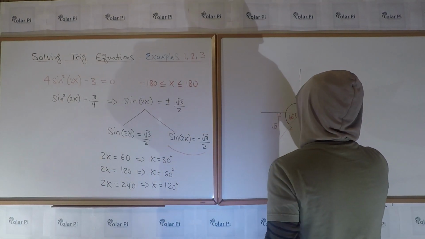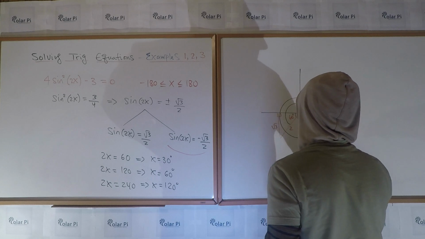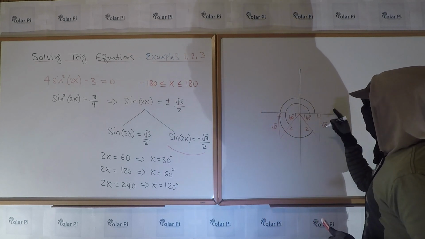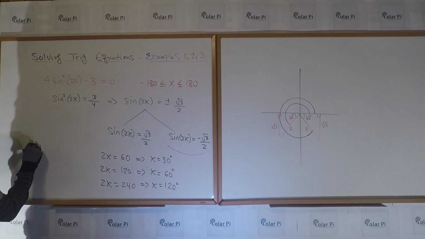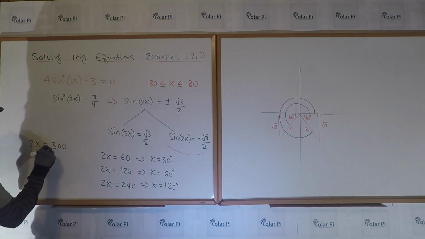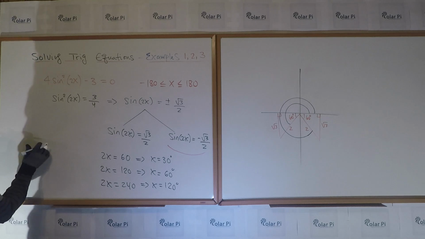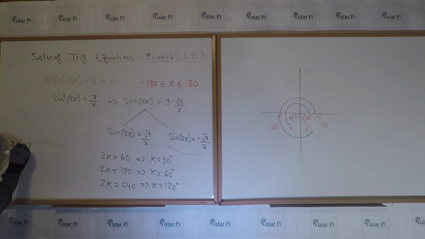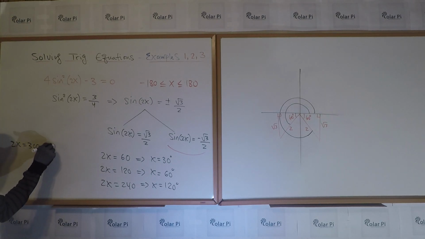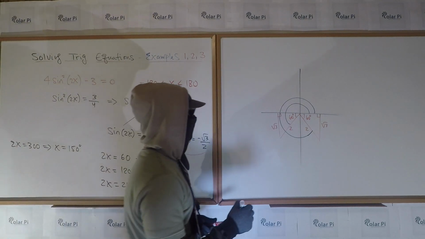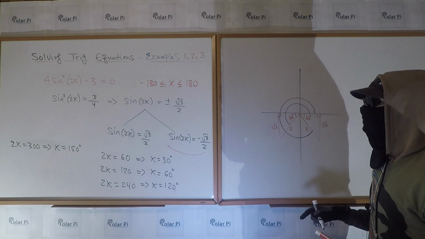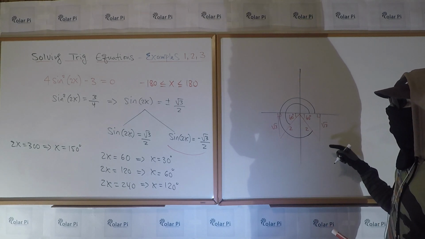But we also get this guy, right? And that's 60 shy of 360, so that's 300. So we have 2x is equal to 300, which means x is equal to 150, right? Okay, cool. We're done as far as the positive answers, but we could get negative answers.